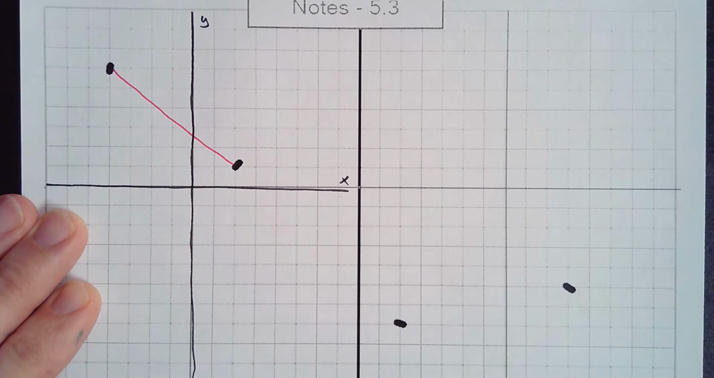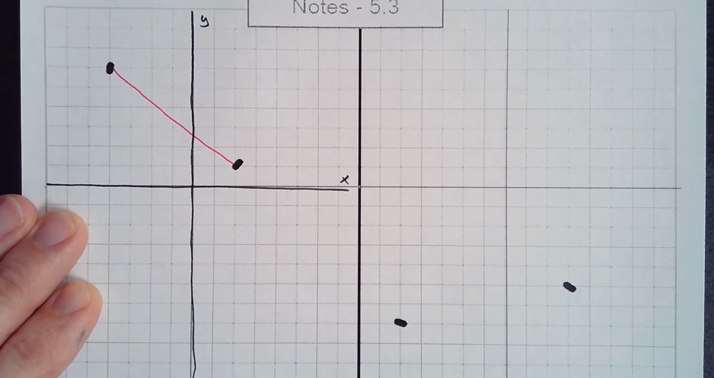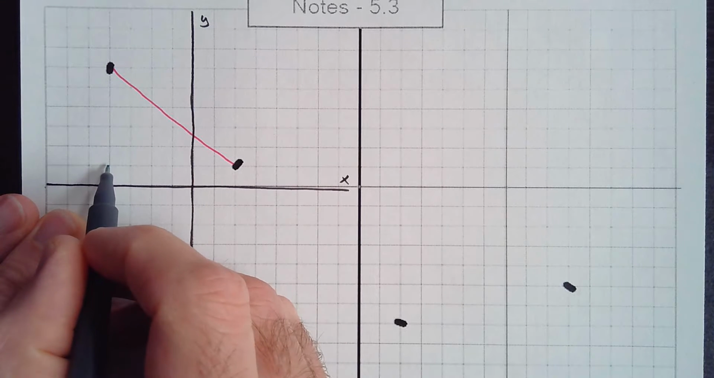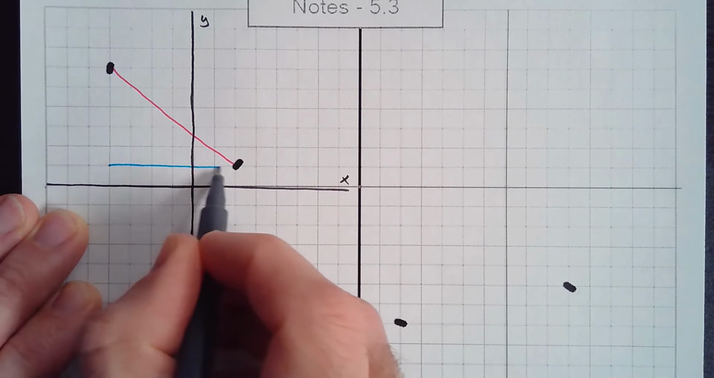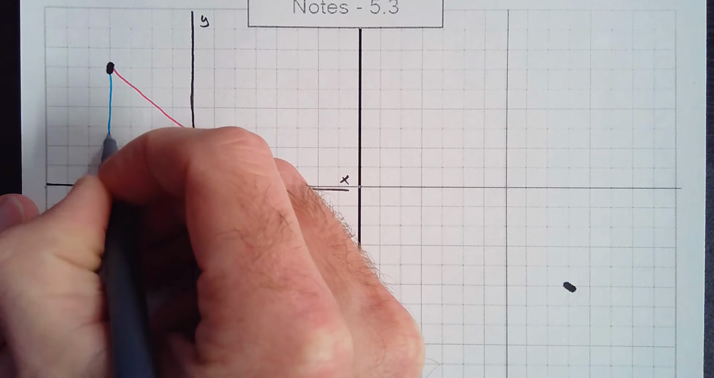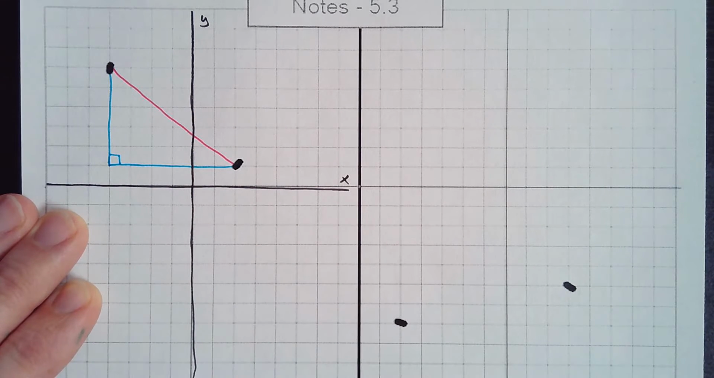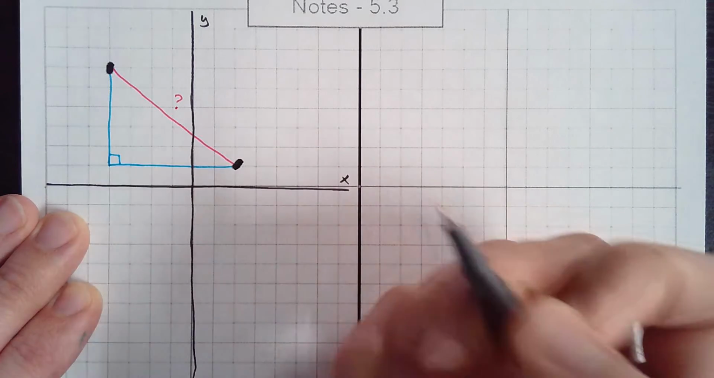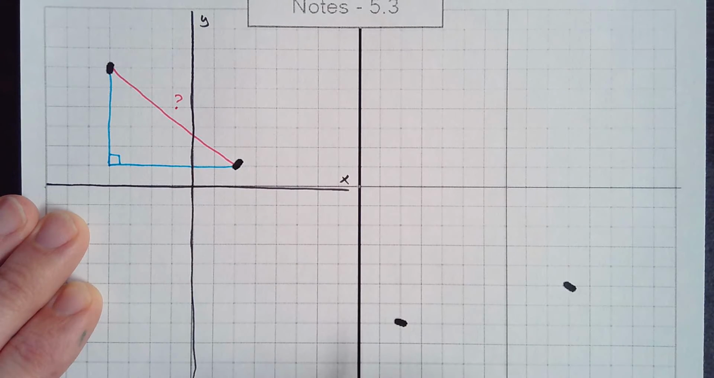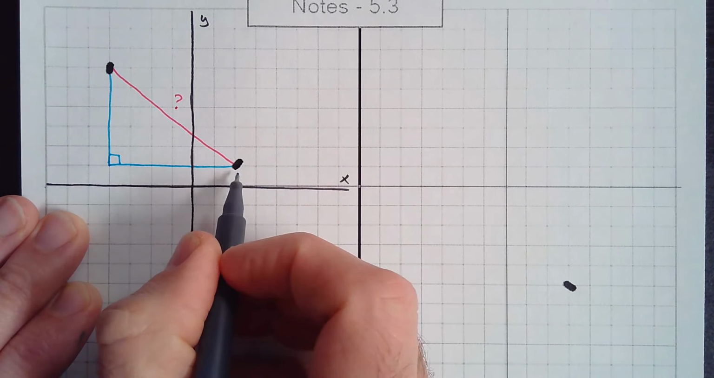Since it's on a coordinate grid, we can turn this into a triangle, and then since it's on a coordinate grid, we know this is a right triangle. And now that we've done that, we can use the Pythagorean Theorem to find this distance over here. What is that side of the triangle called? The hypotenuse, that's right.